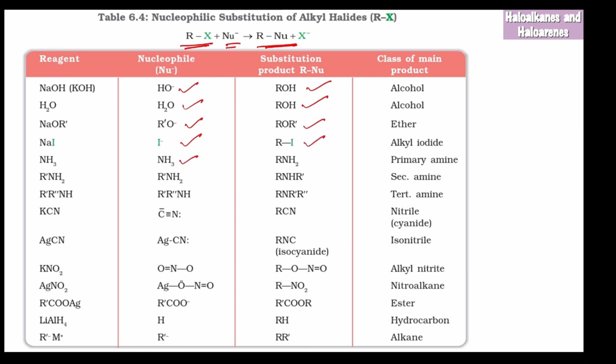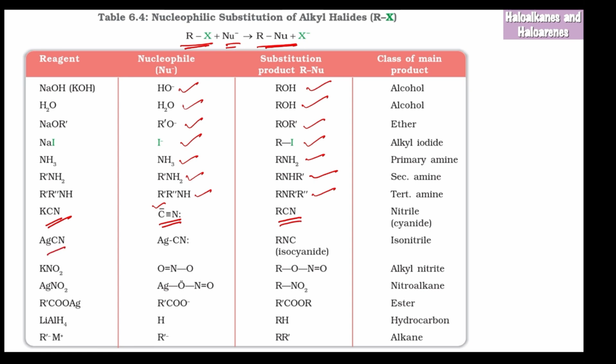With ammonia, the product formed is primary amine. With primary amine, the product formed is secondary amine. With secondary amine, the product formed is tertiary amine. When the reagent is KCN, the nucleophile is CN minus, where the negative charge is on the carbon atom. So the product formed is cyanide or nitrile, alkyl cyanide or nitrile.